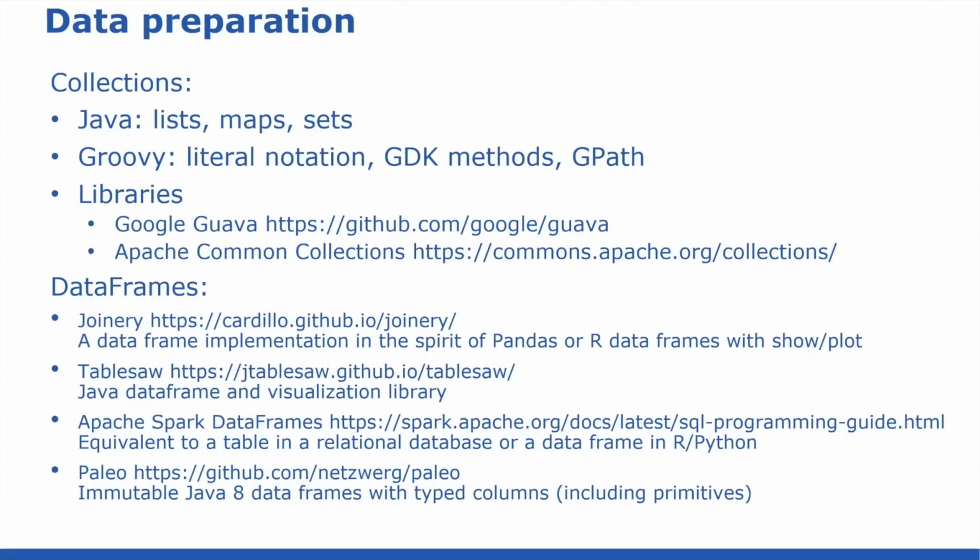Data preparation. Java has a whole collections API. Groovy enhances that with a bunch of features to make it more compact and easier to deal with, including map, filter, reduce style operations. Later versions of Java also have streams that mimic some of those capabilities, and you can do all that stream stuff as well. There's a bunch of other libraries you can use for collections, but what is becoming more prevalent, and I'm hoping this trend continues, is that there are now some libraries emerging for doing data frames.